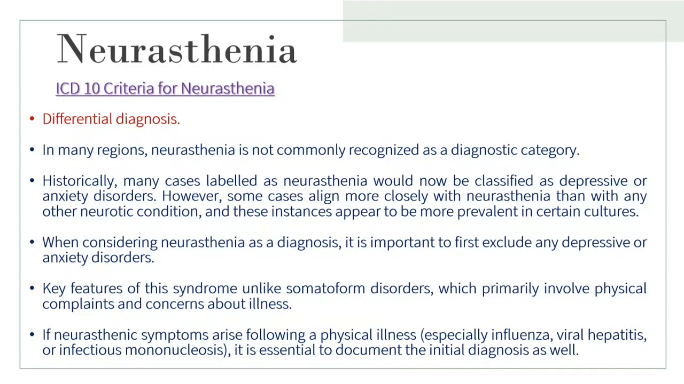When considering neurasthenia as a diagnosis, it is important to first exclude any depressive or anxiety disorder. A key feature of this syndrome, unlike somatoform disorder, which primarily involves physical complaints and concern about the illness. If neurasthenic symptoms arise following a physical illness like influenza, viral hepatitis, or mononucleosis, it is essential to document that initial diagnosis as well.